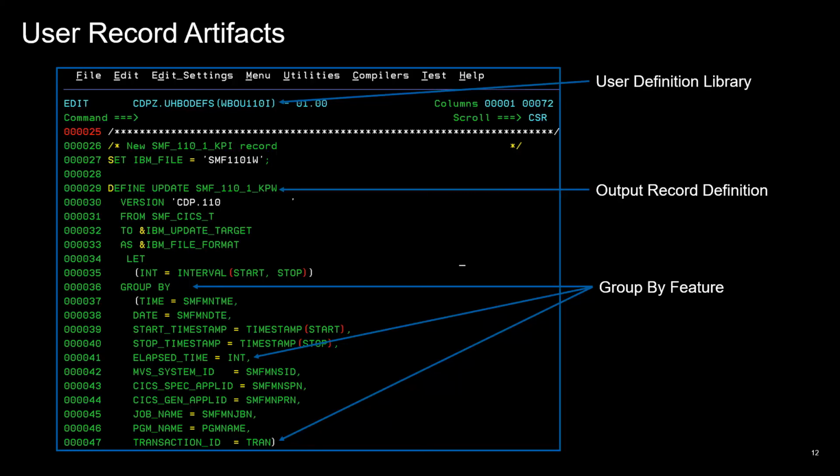So here you'll see there's a DEFINE UPDATE statement for SMF 110 subtype 1 KPW. This is a user version of the KPI record that we talked about earlier. And as you look through some of the capabilities within this language, you see highlighted on the bottom the GROUP BY feature. That GROUP BY feature is what was used to create summary records on an elapsed time, where there's an interval that has been specified that the records will be grouped. And at the bottom of the screen, you see the transaction name. This is literally the implementation that is used in the 110 summary records.